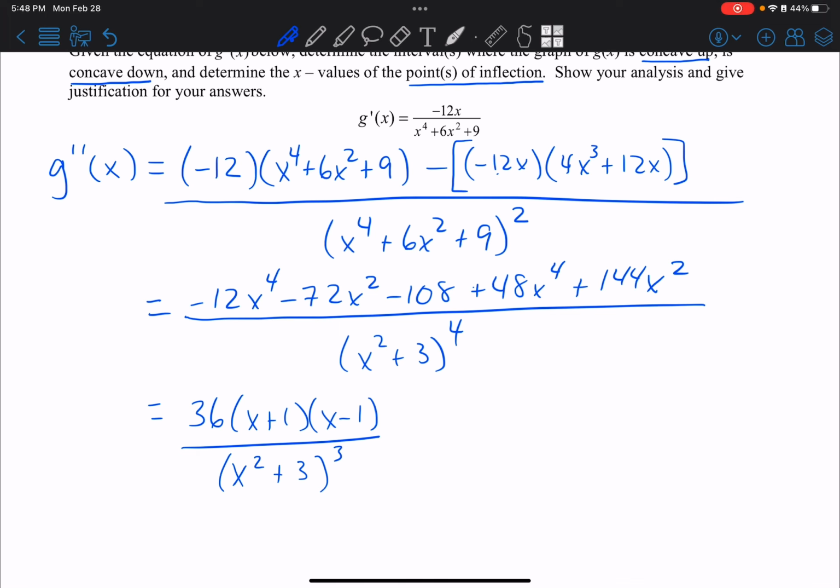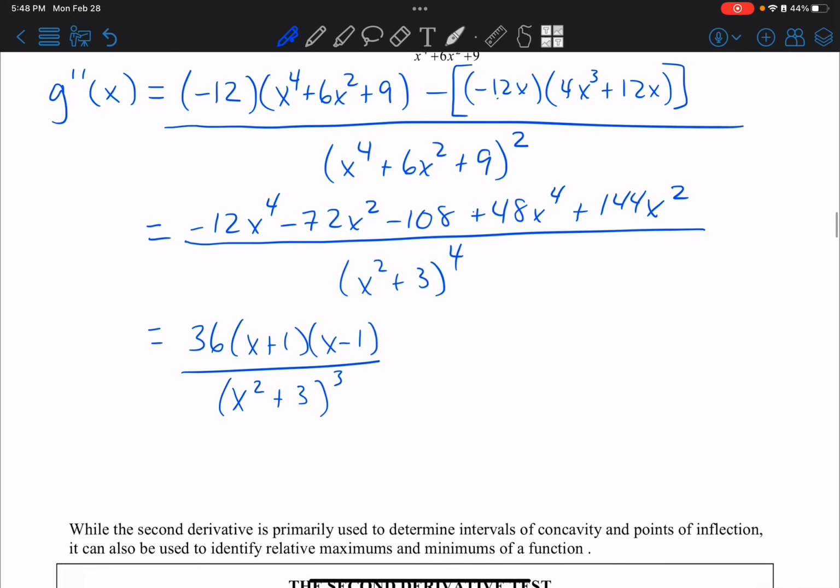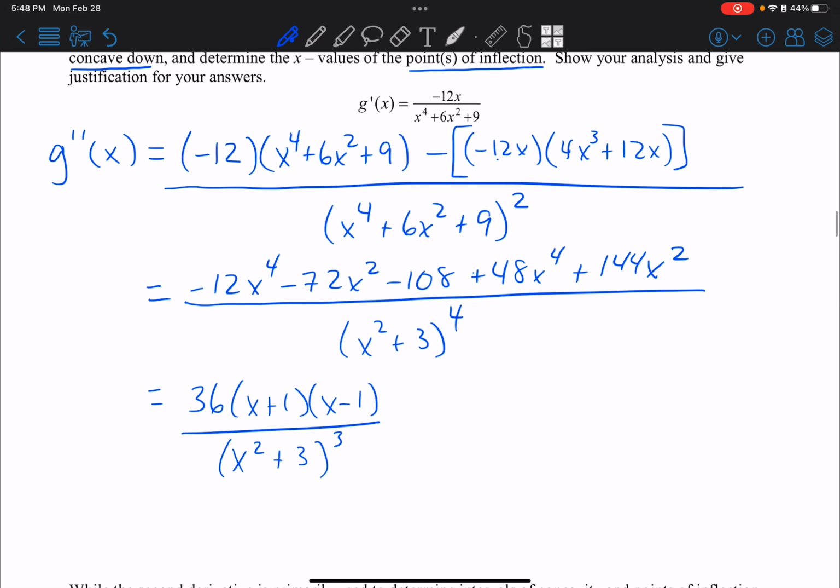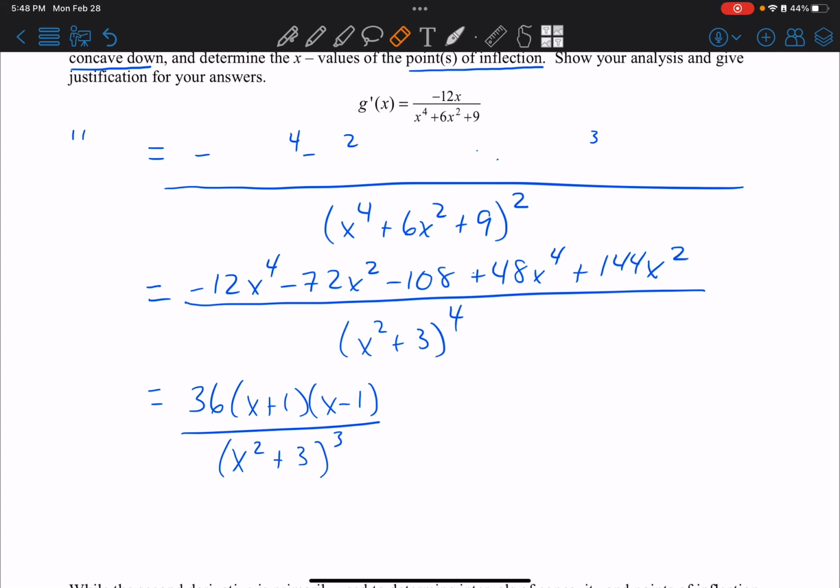And now we need to come up with the intervals where it's concave up and concave down. All right, so I'm just going to get rid of this because you guys should have this in your own notes now.